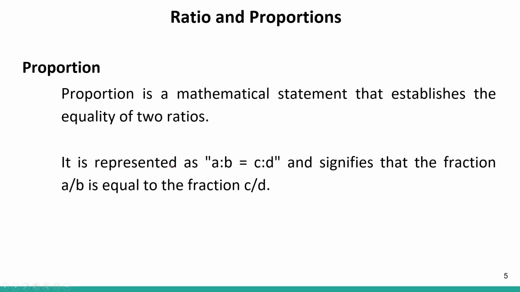So let's see what proportion was. Proportion was the mathematical statement that establishes equality between two ratios. If you have A is to B and C is to D and you establish an equality between them, then we say that they are proportionate, or A is to B is proportion to C is to D. It signifies that the fraction A by B is equal to C by D. We have already learnt this.